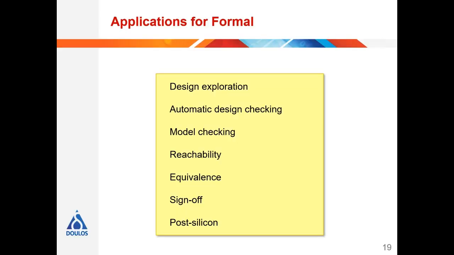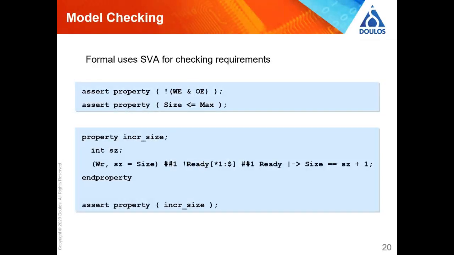Of course, the classical use of formal is model checking. So let's have a look at that next. Model checking is where we write our design's behavior in the form of SystemVerilog assertions and properties, and formal checks that the properties always hold true.